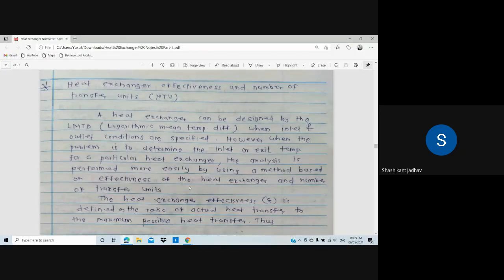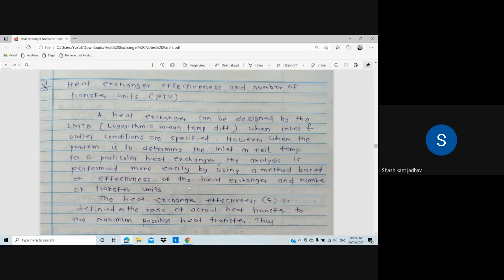So all of you write down the next point with a star mark: heat exchanger effectiveness and number of transfer units. So this is the new heading.